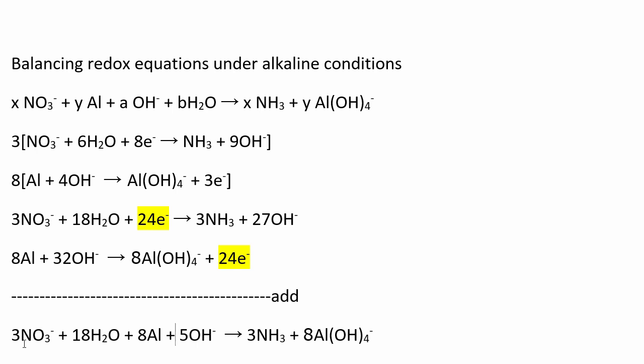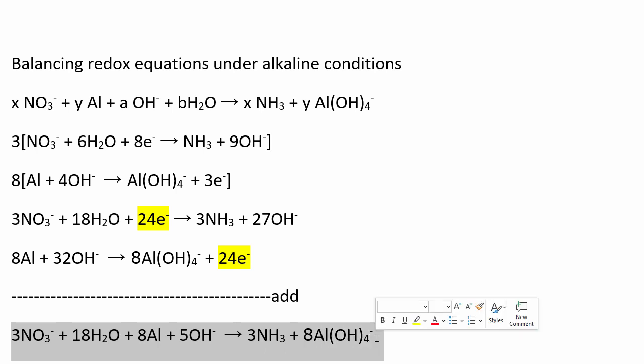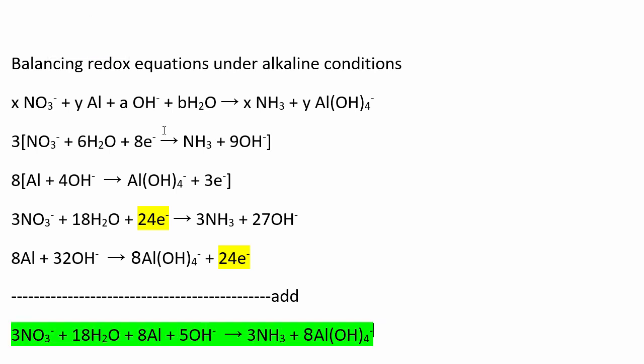Let's count the charges. 3 minuses on the left, 5 minuses on the left, that's 8 minuses on the left, and on the right hand side 8 minuses. So the equation is correct and is balanced for both atoms and charge. It's a horrible looking equation, but just by following the process we get to the correct answer.